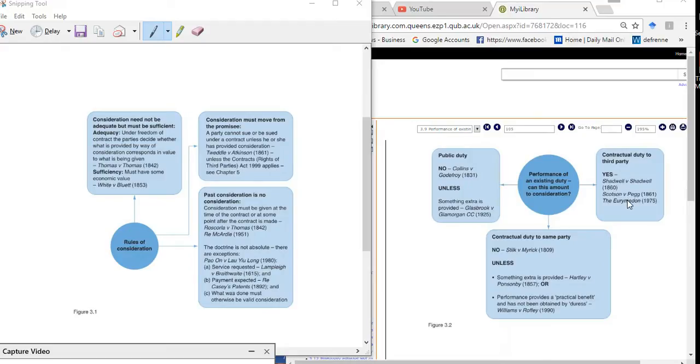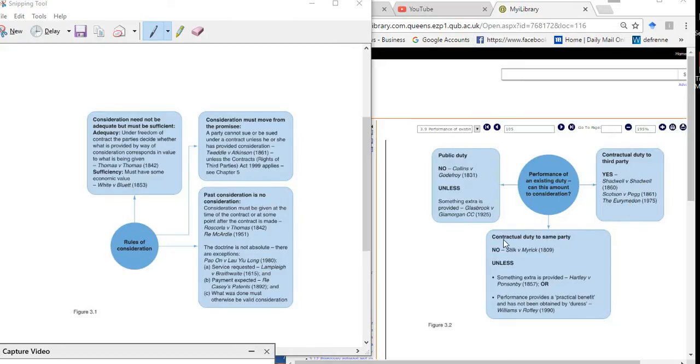Also, you may have a duty, so you're party A, you have a duty to party B, and there's an agreement to change the contract, but in changing the contract, the duty that you have is to a third party, and if you perform your end of the bargain towards a third party, then that can be supported by consideration.